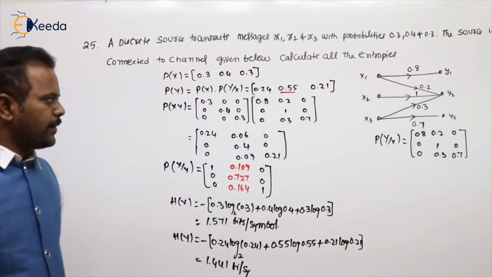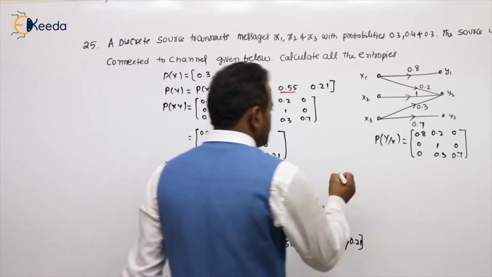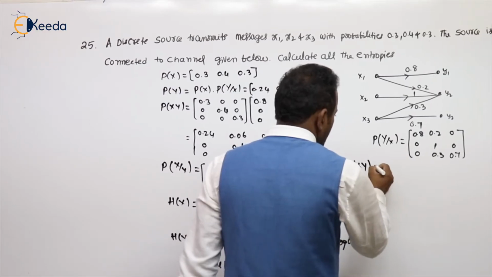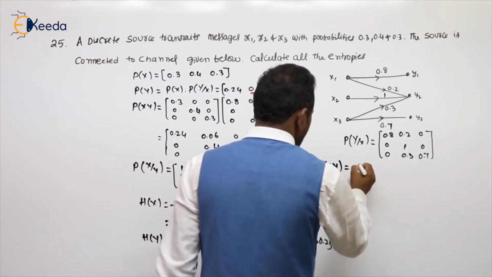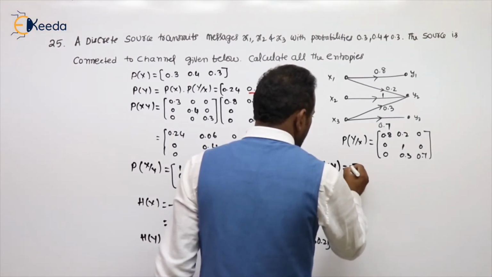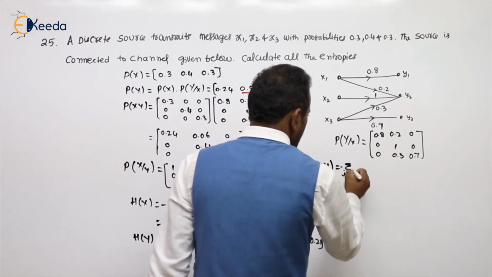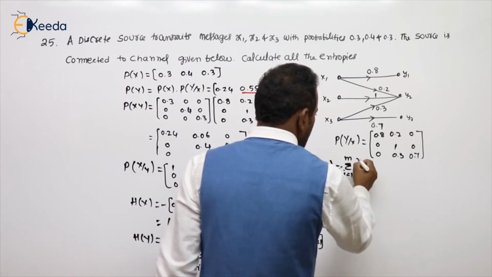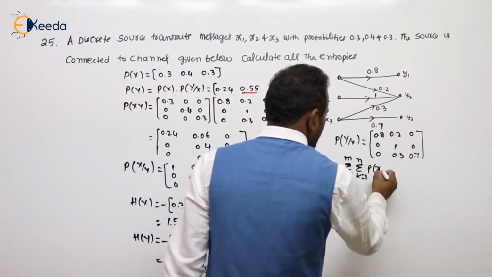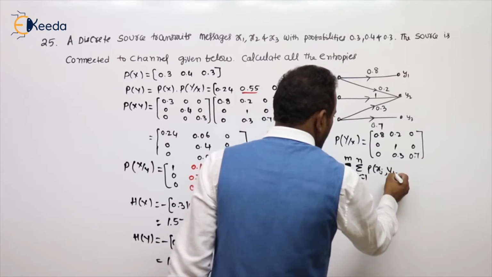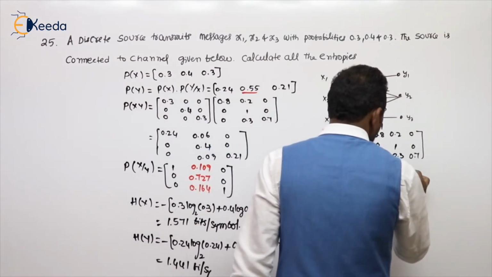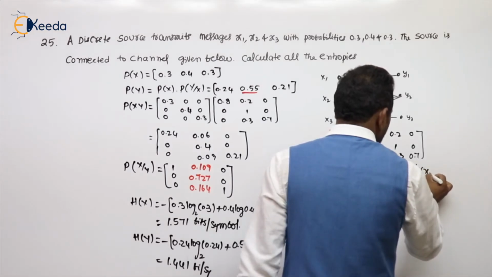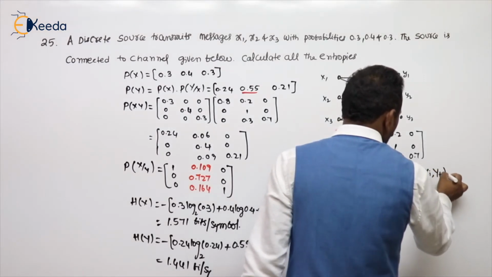So two are completed. Third one, let's calculate. What is the entropy of xy? What's the formula? It is summation, minus of, j equal to 1 to m, k for the output side, 1 to n, P of xj comma yk into log base 2 of P of xj comma yk.